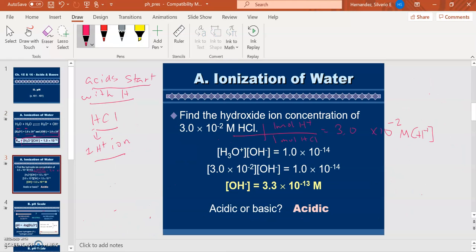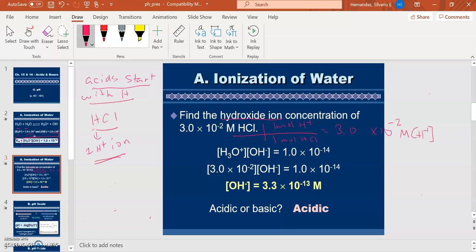So in this slide here, they're giving me a substance, HCl, and they're asking me to determine the concentration of the hydroxide ion. Well, HCl I know is an acid. How do I know that HCl is an acid? It begins with an H, so that's hydrochloric acid. Next, I'm going to look at how many hydrogen ions I'm going to get whenever it ionizes. And I'm going to get one hydrogen ion because there's only one available from the acid.